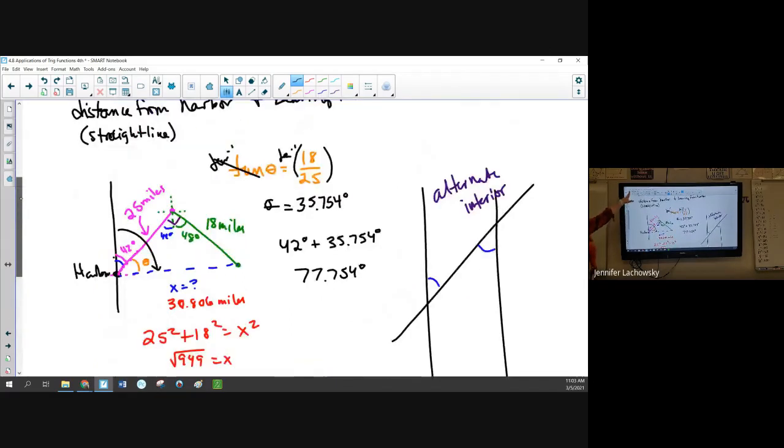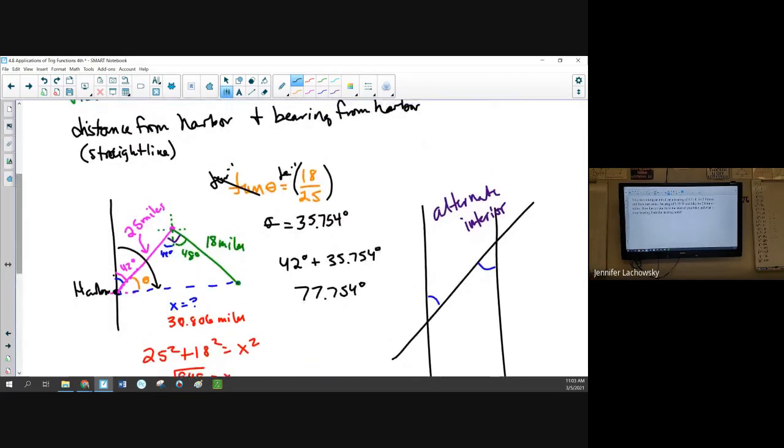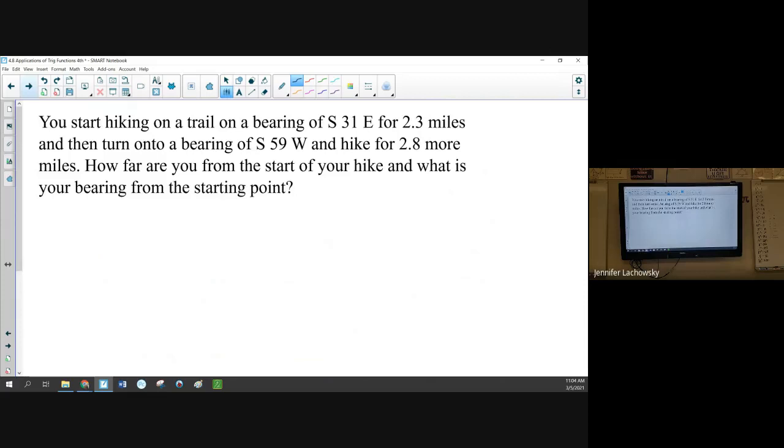Okay, let's do it again. You start hiking on a trail on a bearing of south 31 degrees east for 22.3 miles, and then turn onto a bearing of south 59 degrees west and hike for 2.8 more miles. How far are you from the start of your hike, and what is your bearing from the starting point?